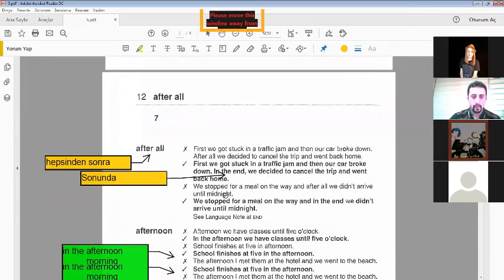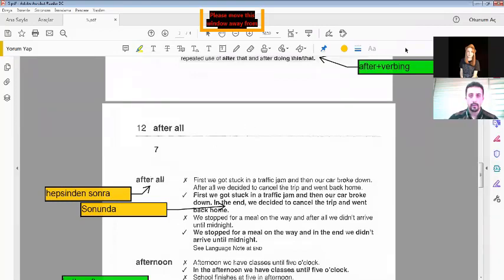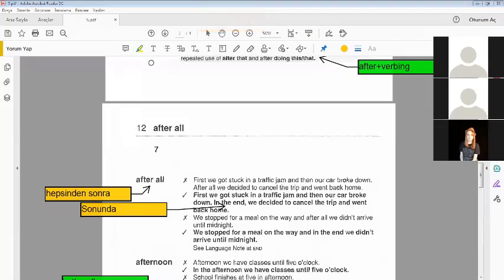After all, yes, let's read this part. This is the last part of today's lesson. After all, after all. Thank you for clapping. And here we go. After all, who wants to read this part? Ahmed. I turn on your microphone. Ahmed.